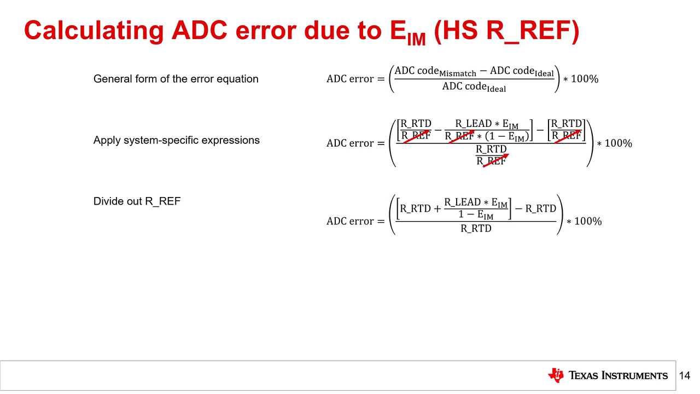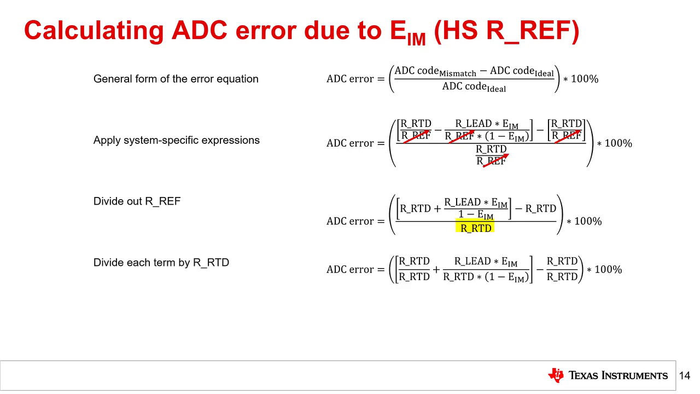Similar to the IDAC2 term on the previous slide, we can divide out RREF because it appears in all terms. Dividing each term by RRTD simplifies the expression even further. This is a valid operation because RRTD can never be 0. Lastly, the RRTD terms cancel out, resulting in the final form of the equation, which is highlighted in yellow. Note that the algebra on this slide and the preceding one are shown for completeness, but the equation highlighted in yellow is the most important takeaway from this analysis.